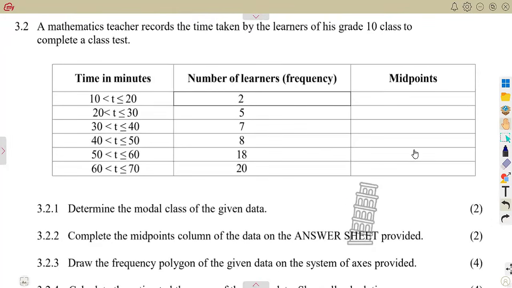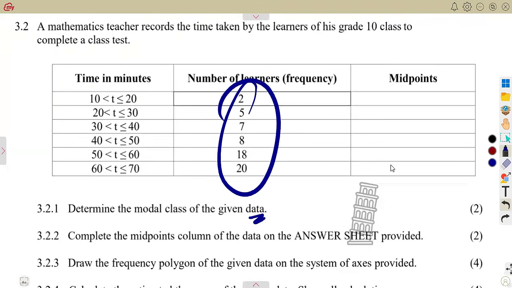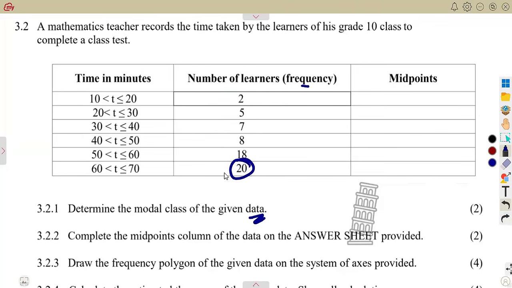3.2, a mathematics teacher records the time taken by learners of a Grade 10 class to complete a class test. So this is the information. Determine the modal class of the given data. So the modal class is the one that has got the highest frequency. You're given a frequency there. The one with the highest frequency is corresponding to 60 to 70. So it's 60 to 70 in that case.